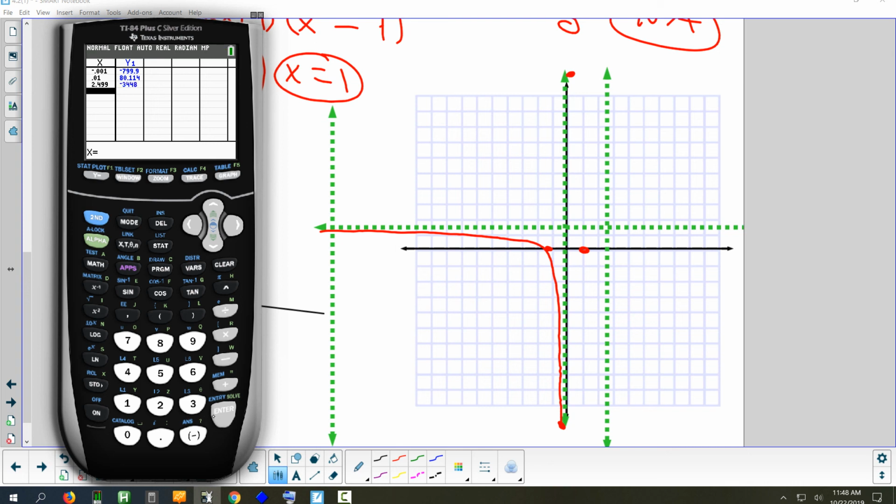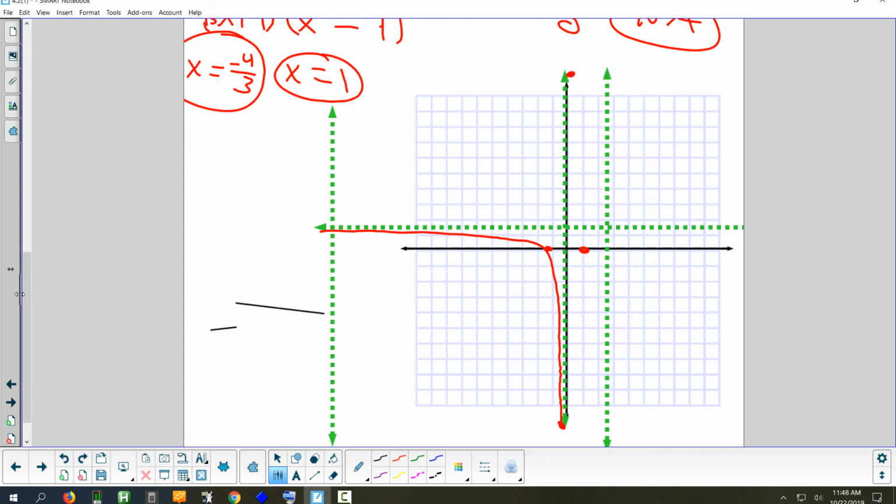2.499. And a value a little bigger than 2.5? 2.5001. So, 2.499, comma, negative 3,000 is a point on this graph. So just before 2.5, way down here. Just after 2.5, way up here. So, in this section, it's going to look like this.